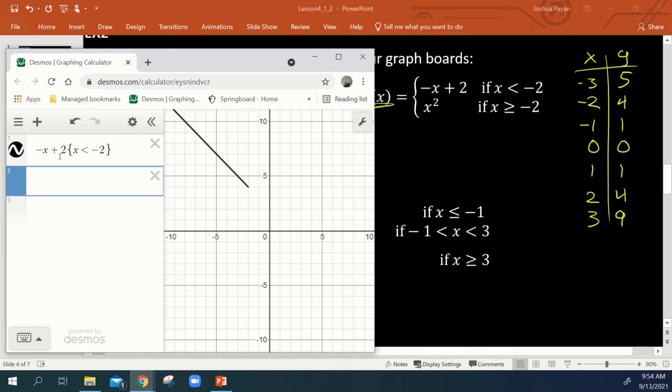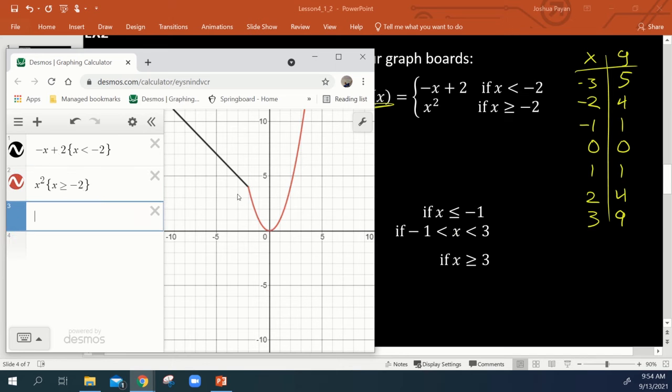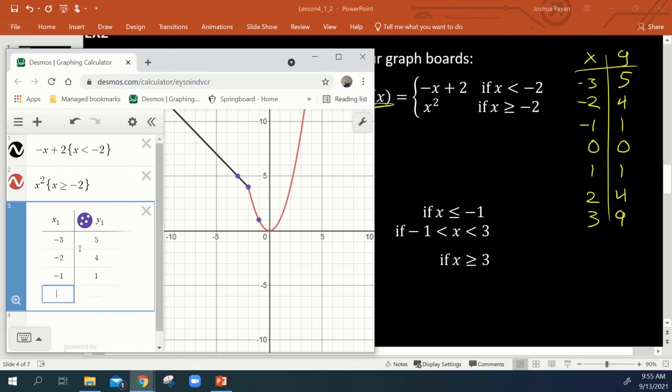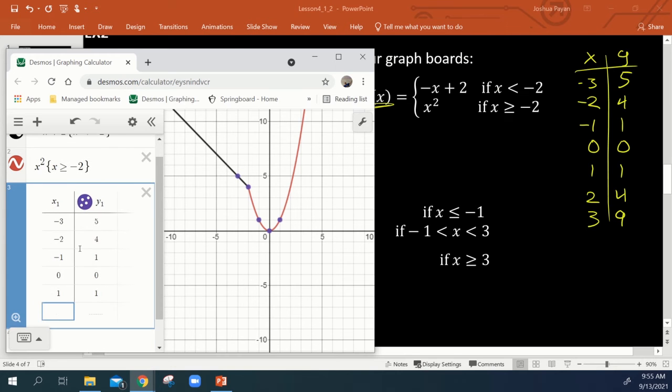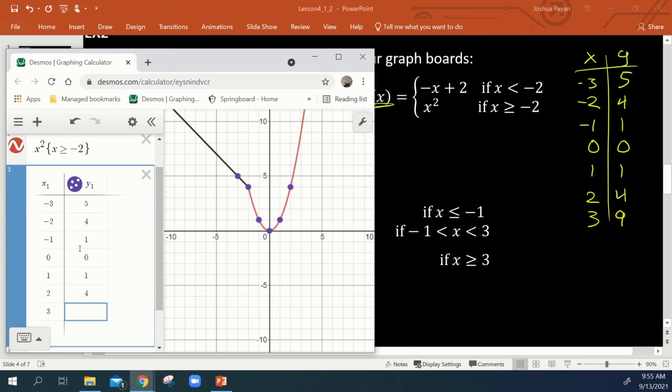Okay, and x squared if x is greater than or equal to -2. And we clearly see right here, this is what our graph looks like. So let's see if our points match up. So if we actually put the points, so -3 by 5, -2 by 4, -1 by 1. Working so far, 0 by 0, 1 by 1, 2 by 4, 3 by 9.